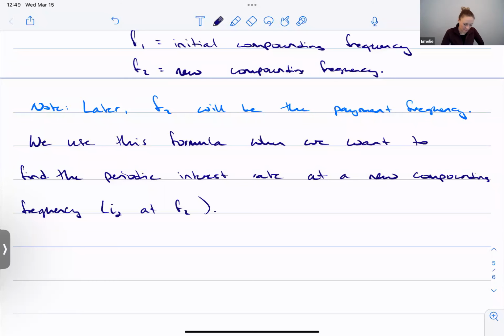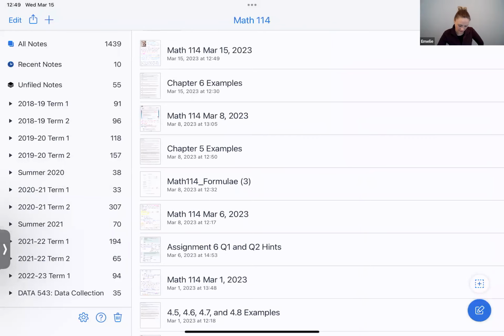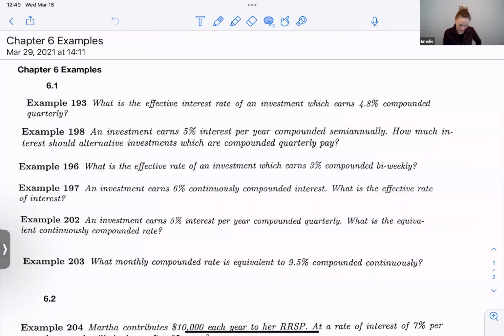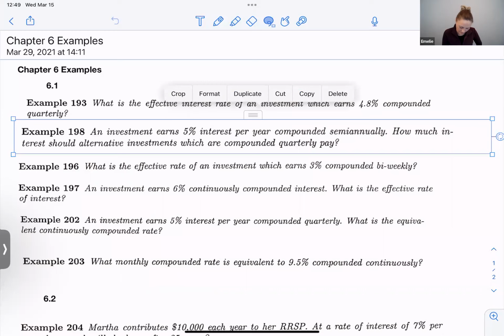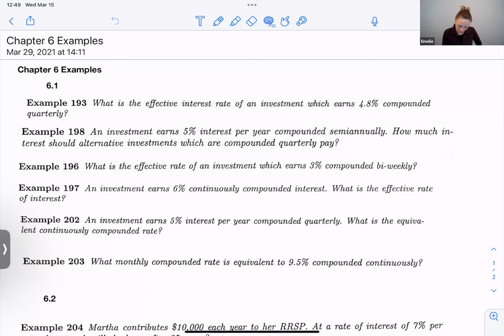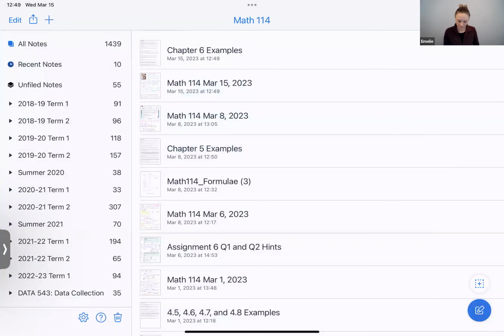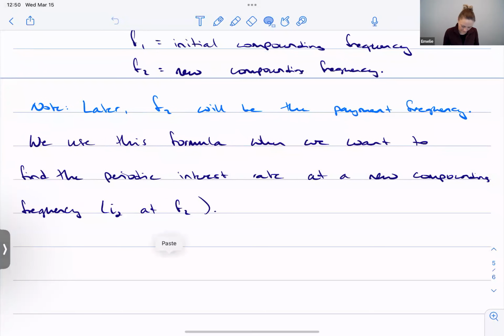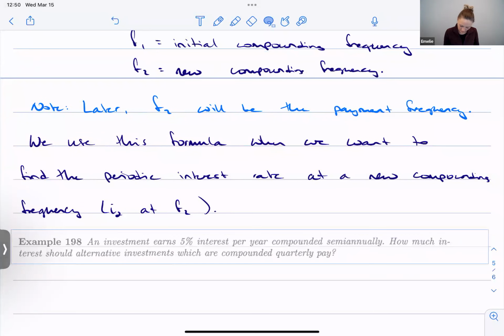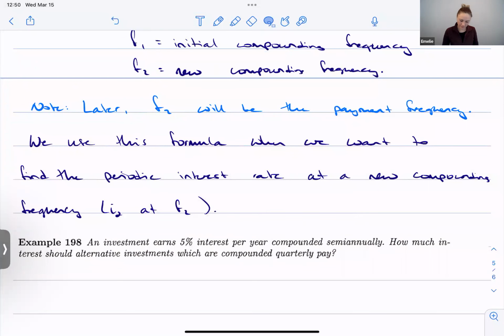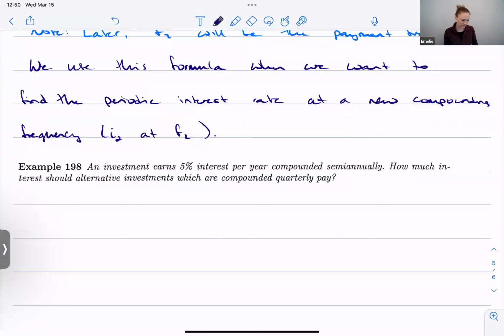So let's do an example. Maybe this is why they're kind of in a weird order. We didn't do example 196, I guess I'll skip it. I'm doing 198 now. 196 got lost. That's okay.